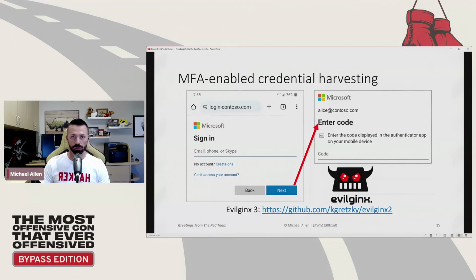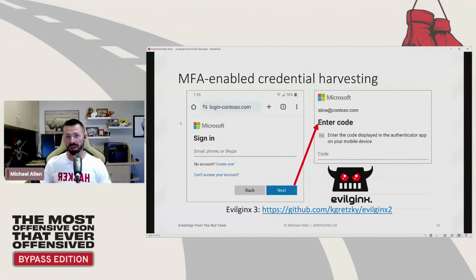We would use whatever login portal the company uses. So if they use Microsoft, it'd be something like this. If they use Okta, it'd be the Okta login portal, whatever. The only thing that gives this away as an attack, if the user checks it out, is the domain name that's up here in the address bar.